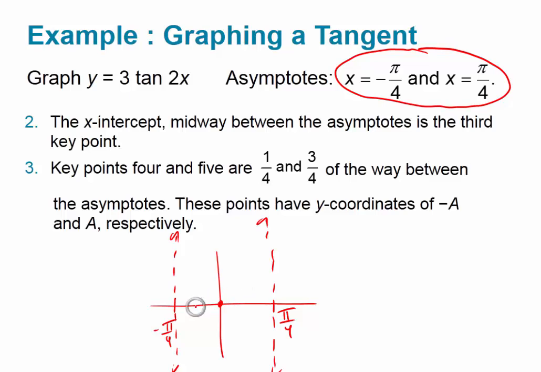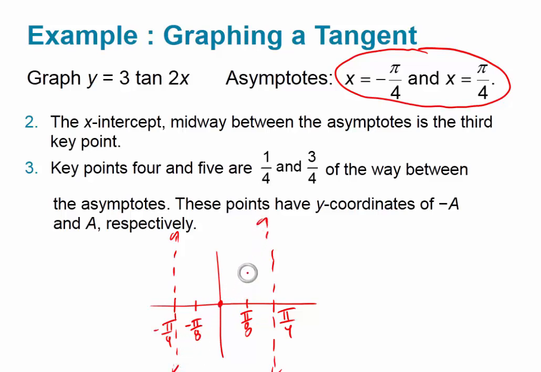Now I want to find 1/4 of the way and 3/4 of the way. Well, if this distance from here to here is pi over 4, half of that will be pi over 8. So this will be negative pi over 8. Same thing over here, distance of pi over 4, this distance will be just pi over 8, positive pi over 8. Okay, so I know the tangent starts negative and rises up positive.